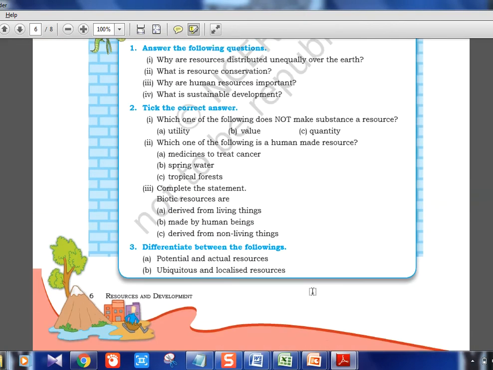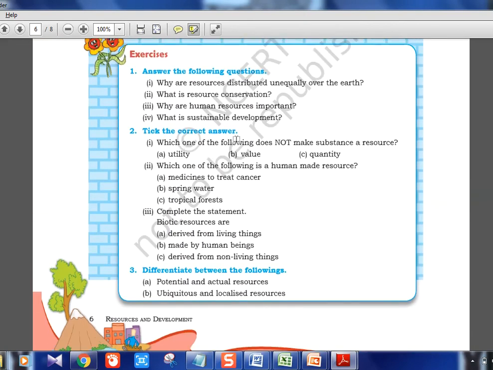I think there should be a few silly MCQs. Which one of the following does not make a substance a resource? So utility and value, we know it is making a resource, so it's not quantity. Because there can be a lot of quantity of many unwanted things, which is not a resource. Which one of the following is a human made resource? So medicines are human made. Complete the statement: biotic resources are derived from living things.